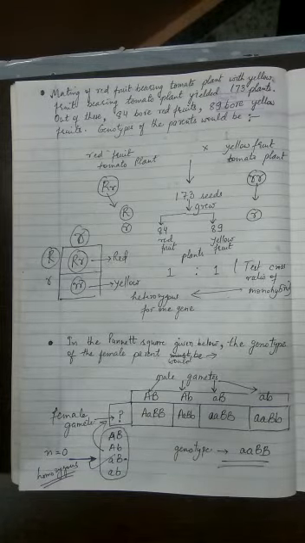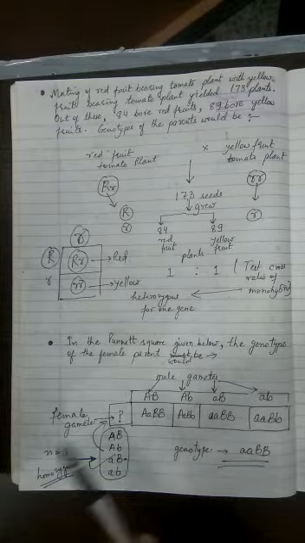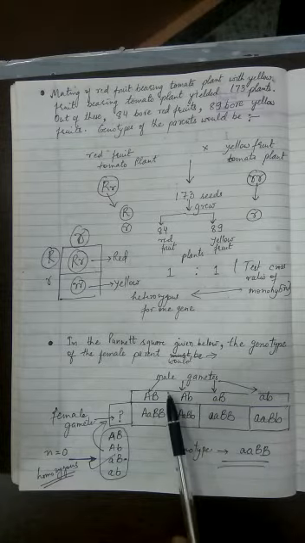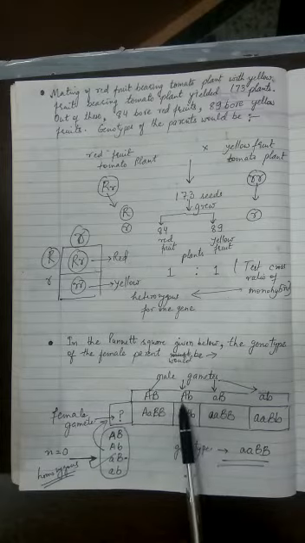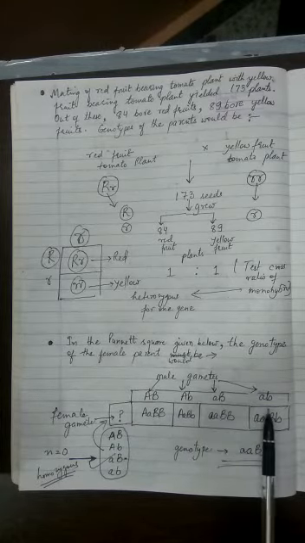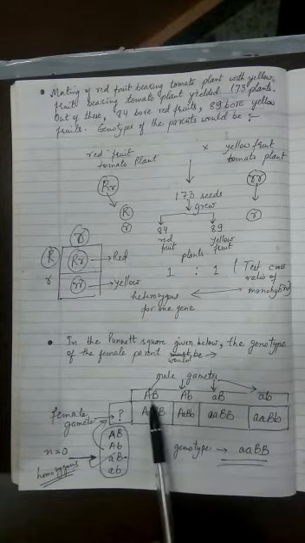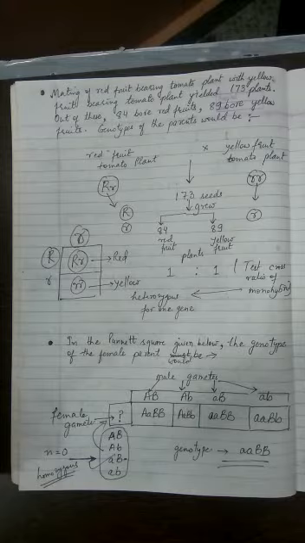In the Punnett square given below, what would be the genotype of the female parent? Now how will you find out the genotype of the female parent? The question tells you that the male gametes are capital A small b, capital B small a, and small b. Now from this you can make out all combinations are coming here. That means the male parent is capital A, small a, and capital B and small b.